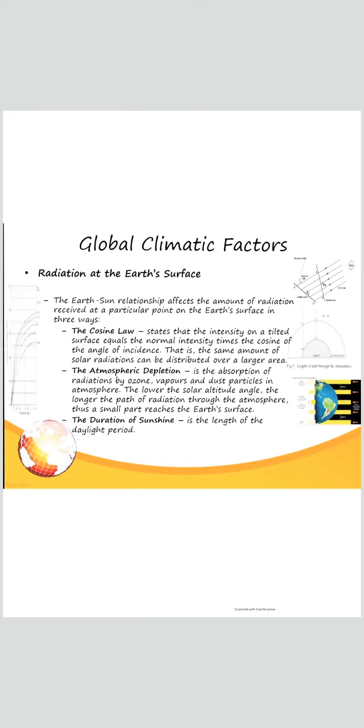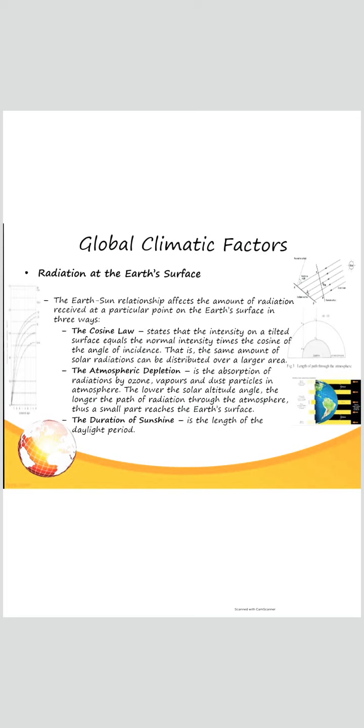Next is the solar radiation at the Earth's surface. It can be determined by 3 points. The first is the cosine law. It states that the intensity on the tilted surface equals the normal intensity times the cosine of the angle of incidence. That is, the same amount of solar radiation is distributed over a larger area.